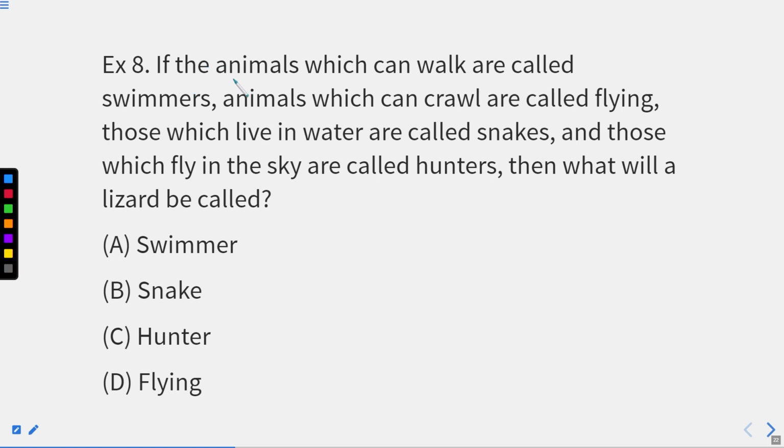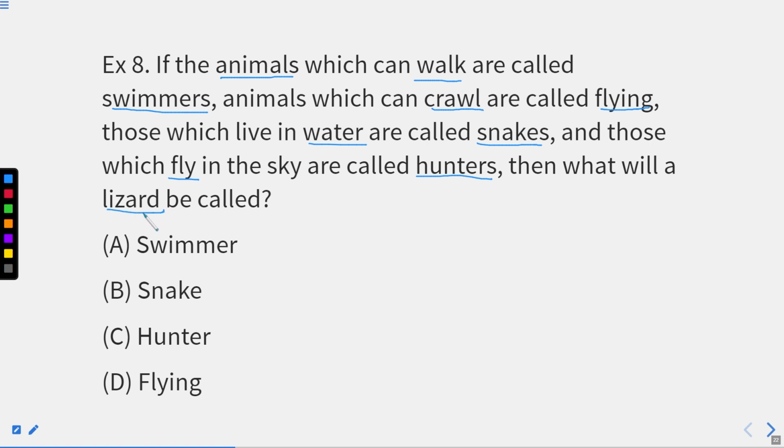If the animals which can walk are called swimmers. Mark the words. The animals which can walk are called swimmers. The animals which can crawl are called flying. And those which live in water are called snake. Right? And those who can fly are known as hunters. Then what will a lizard be called?